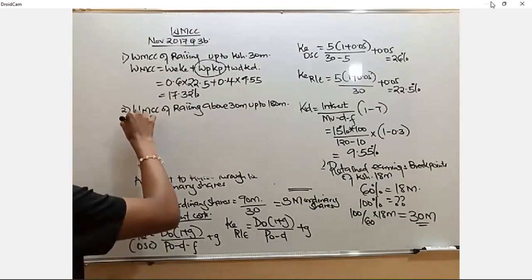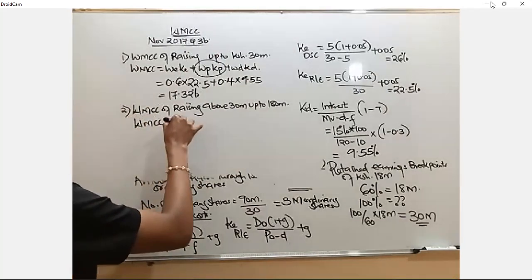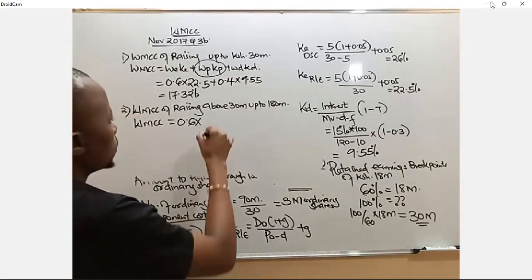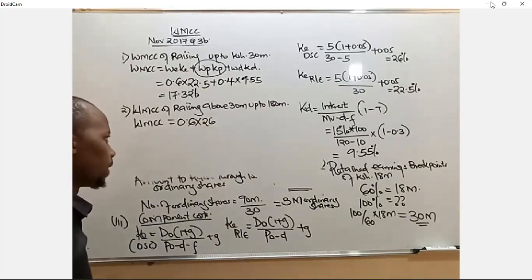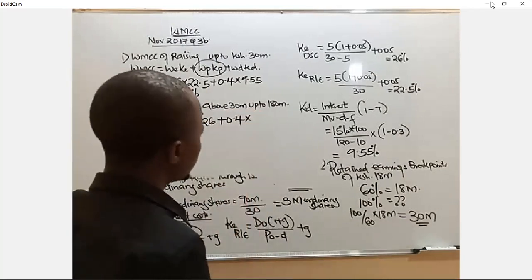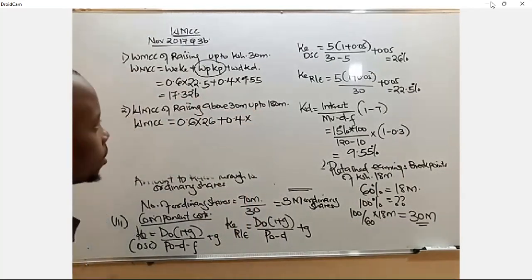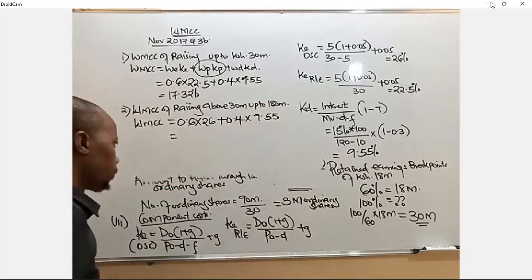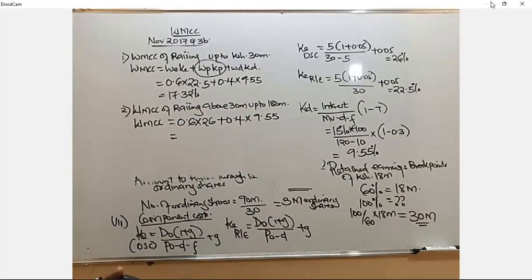Now, in that regard, we calculate our WMCC. I will take the weight of equity, 0.6, times the cost of equity, which is expensive now and can give us additional funds, 26, plus the weight of debt, which is 0.4, times the cost of debt, which remains as 9.55. We don't have any other. So we just say 0.6 times 26 plus 0.4 times 9.55.